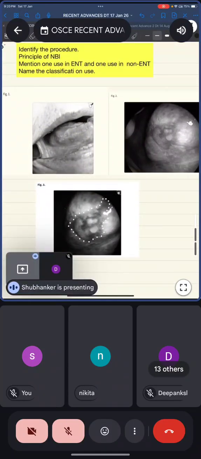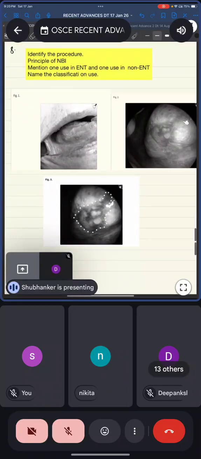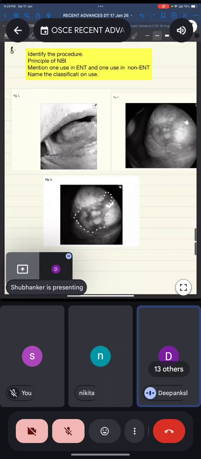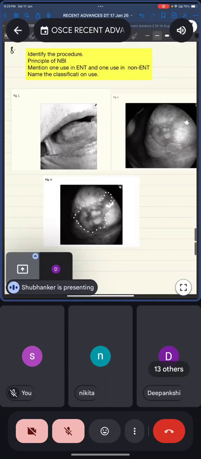Okay, they're asking identify the procedure, principle of NBI. Mention one use in ENT, one use not in ENT, and classification. What is the classification of its use? Okay, so guys, what is the procedure? Narrowband imaging. Exactly. Whenever you are not getting the answer, look through that question. You might get some hint what they're asking. Try to relate the 4 points. You will get some or the other hint. So when they're asking something about NBI, and you don't know the procedure, it will be NBI only. Okay, remember this thing.